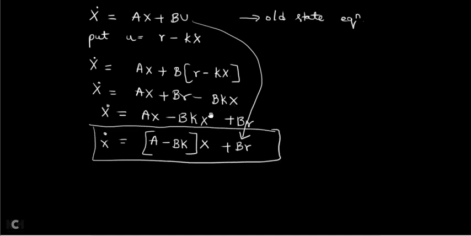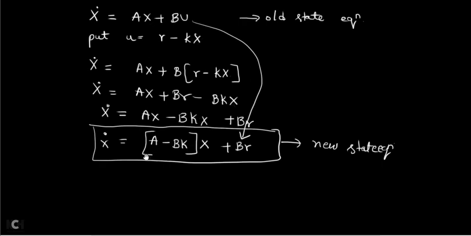Is it looking in the same fashion? Yes. x dot is equal to, instead of a you have a minus bk into x plus b into, instead of u you have r. R is a reference input. So now this can be called the new state equation. In the old one the system stability depends on a, but you cannot change the value of a, correct? A is a constant, it is fixed. You cannot control a to make the system a stable system. That's why I substituted u is equal to r minus kx, and then I got this expression.